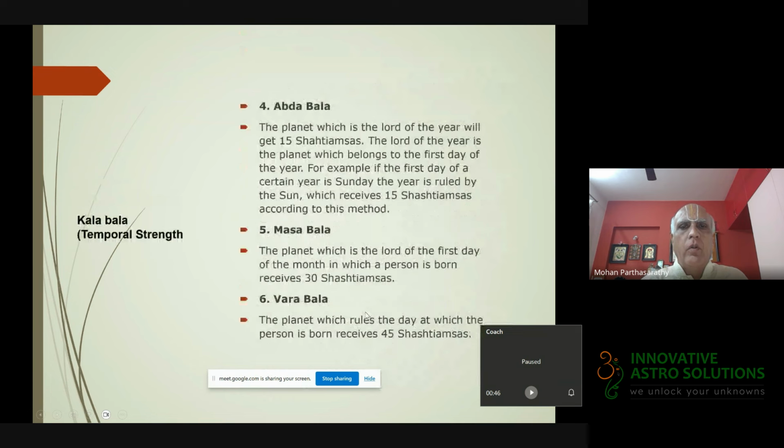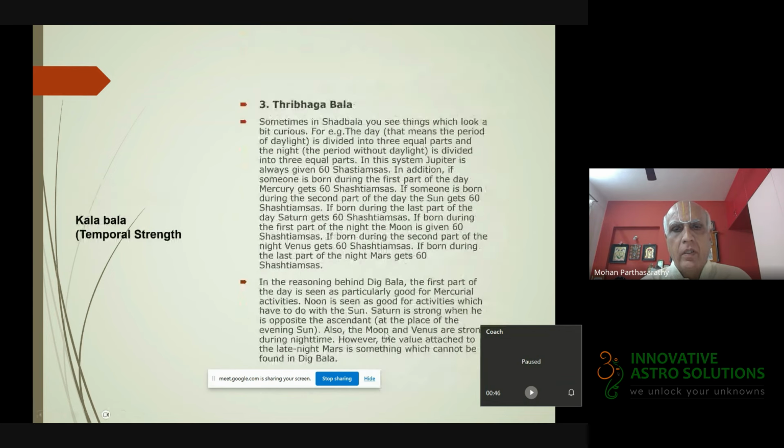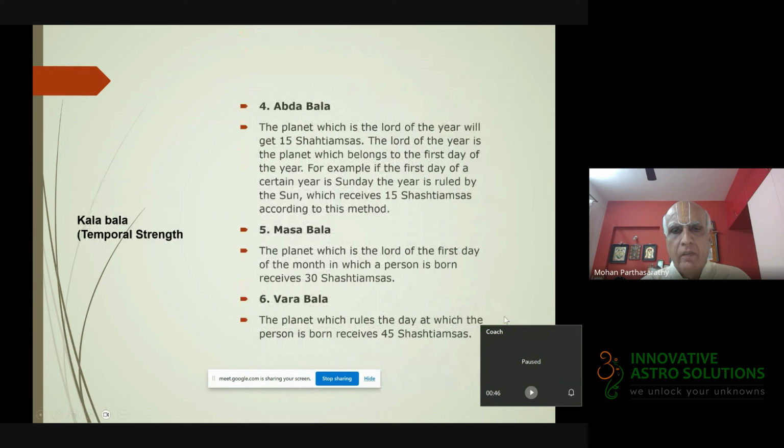So then we go to Ardhabala. The planet which is the lord of the year gets 15 Shashtiyamsas. Lord of the year is the planet which belongs to the first day of the year. For example, if the first day of the year is Sunday, then it is ruled by Sun, which receives 15 Shashtiyamsas according to this method. Masabala: the planet which is the lord of the first day of the month in which a person is born receives 30 Shashtiyamsas.